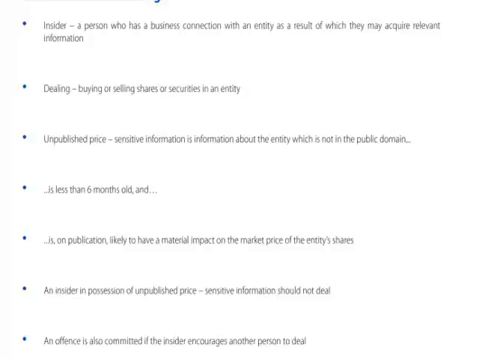Unpublished price-sensitive information. Unpublished means it's not in the public domain. Price-sensitive information is price-sensitive where it is believed that once it gets into the public domain, it is likely to have a material impact on the market price of the affected securities. So once the public knows about it, is this going to have a material effect on the share price or the marketable debentures? So that's price sensitive. It's not in the public domain and it is less than 6 months old. So it is relatively fresh information. And it is on publication likely to have a material impact.